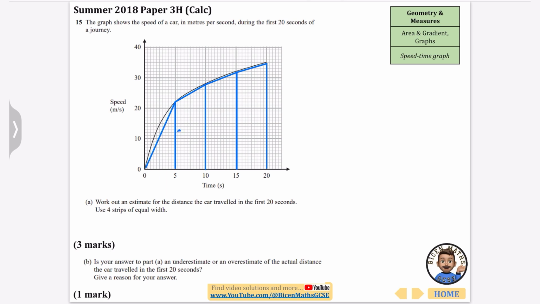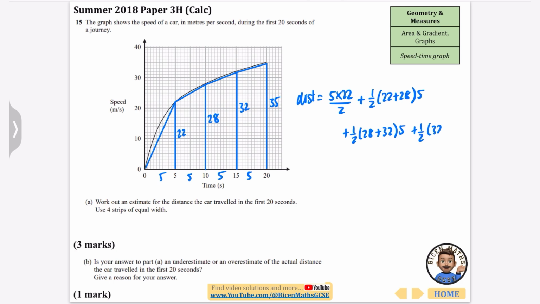So I think this looks like it's a 22, this looks like it's a 28, this looks like it's a 32, and this looks like it's a 35. So if I'm going to work out what I think the distance is going to be with all of these bits along the bottom with 5s, I'm going to say that the distance is a 5 times 22 divided by 2. We've got a half of a 22 plus 28 multiplied by 5, a half of a 28 plus 32 multiplied by 5, and a half of a 32 plus 35 multiplied by 5.